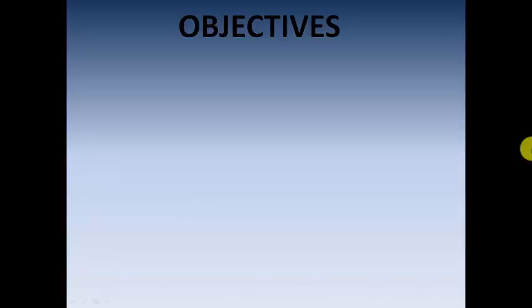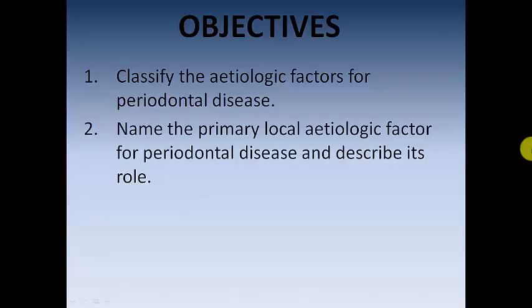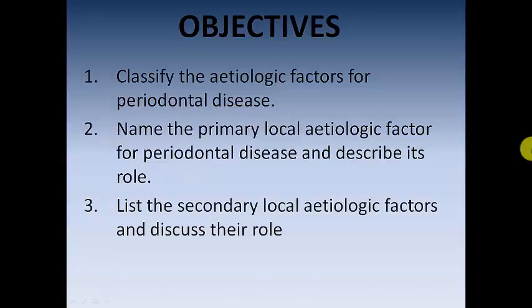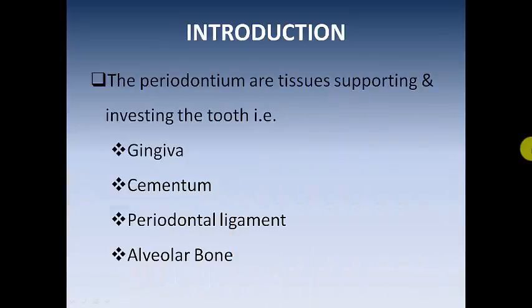Now, the objectives of this lesson, my dear students, are one, to classify the etiologic factors for periodontal disease, to name the primary local etiological factors for periodontal disease and describe their role, to list the secondary local etiologic factors and discuss their role, and then list the systemic factors and discuss their roles.